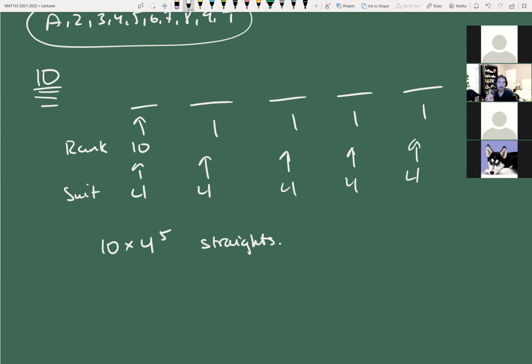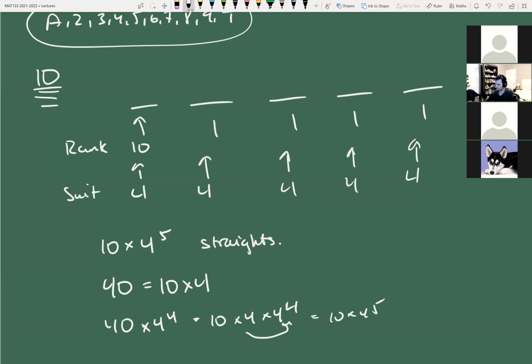Yeah, but Brandon, that's the same thing. Take the 4 out of the 40, and you get 10 times 4 to the 5, right? If you write 40 as 10 times 4, then 40 times 4 to the 4 is 10 times 4 times 4 to the 4, and that gives you 10 times 4 to the 5.